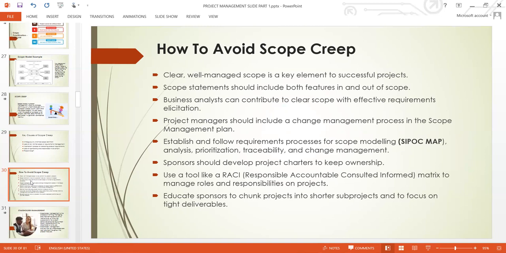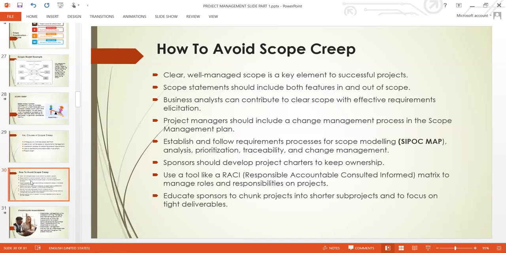Business analysts can contribute to clear scope with effective requirement elicitation. Requirement elicitation is requirement gathering, it's data collection. Very soon, when you'll be doing the business analyst course, all you'll be hearing is requirement gathering, requirement elicitation, requirement analysis. These are what you'll be hearing till you finish the business analysis. So business analysis is very powerful. They are the midfielders.